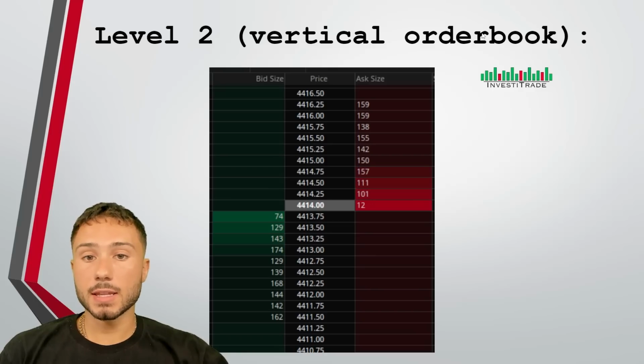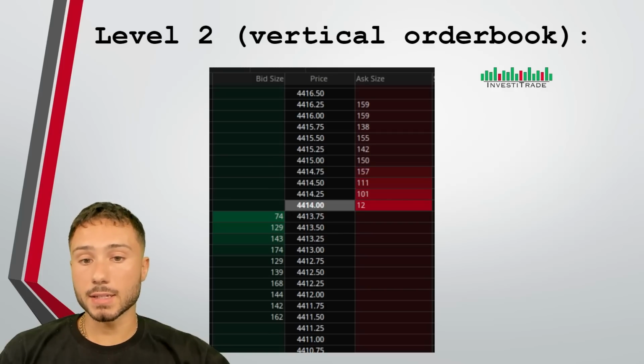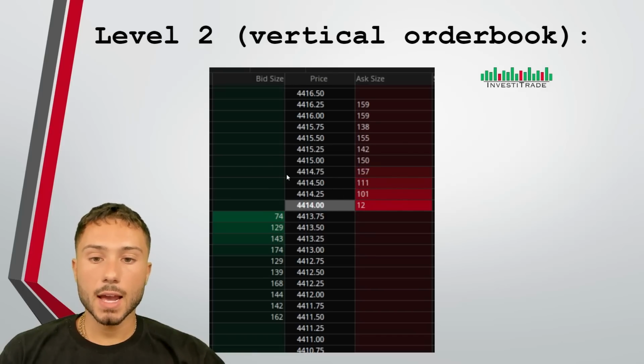In fact, this is the most common way to view an order book because it's displaying the level 2 on a vertical basis. The same thing that I explained: the left side are the passive buyers, the right side are the passive sellers. We can obviously see the price and the size on the ask and the size on the bid, and this is what makes up the market because it's the order book.